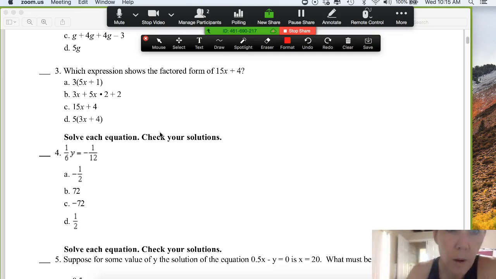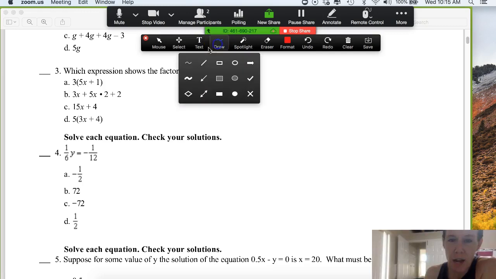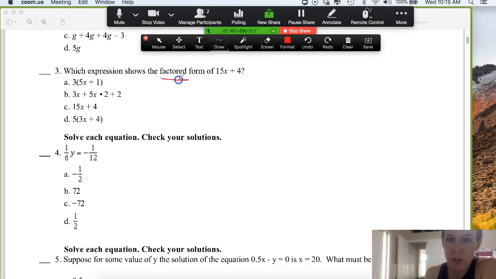Okay, which expression shows the factored form of this? Now factored, I always think of like you're undistributing. So think I'm undistributing. I did the distributive property. Now I got to walk back, right? I got to walk it back and do it backwards. So if I want to undistribute here, I want to see what term they have in common. So what is the biggest term that 15x and 4 have in common?